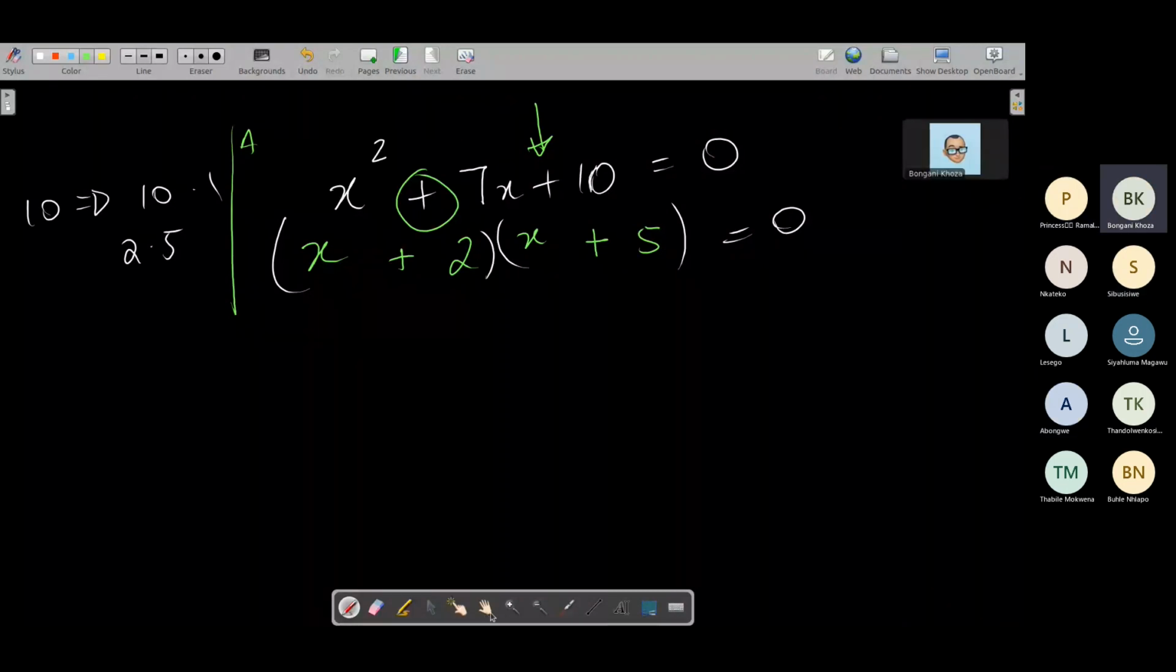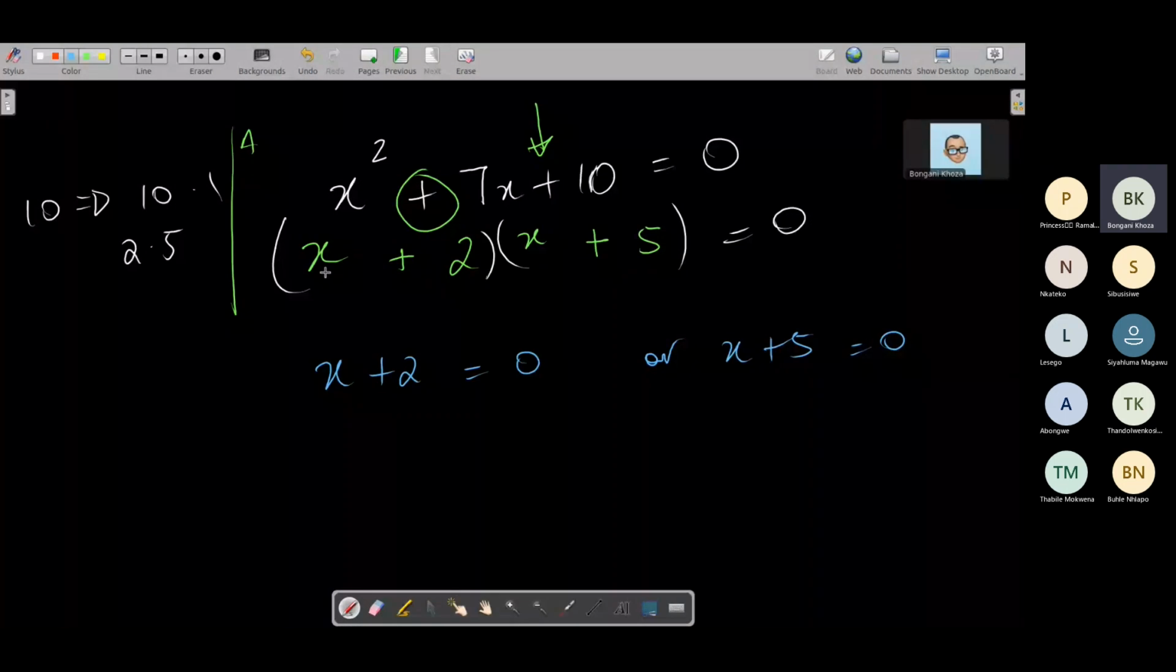After doing that, I've now factorized everything. I now have this bracket times that bracket being equal to 0. So what we will write here is that for me to get a 0, it's either this x plus 2 bracket giving me a 0, or this x plus 5 bracket giving me a 0.